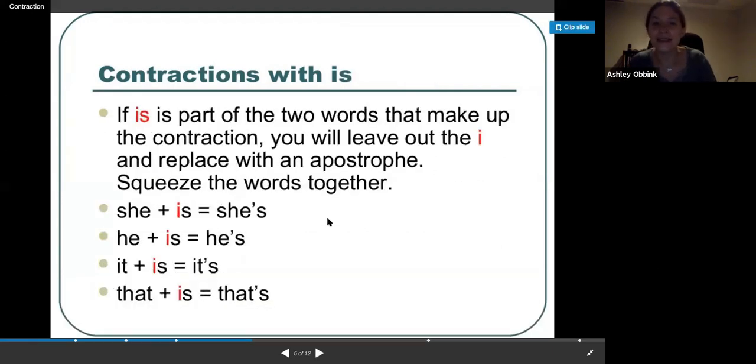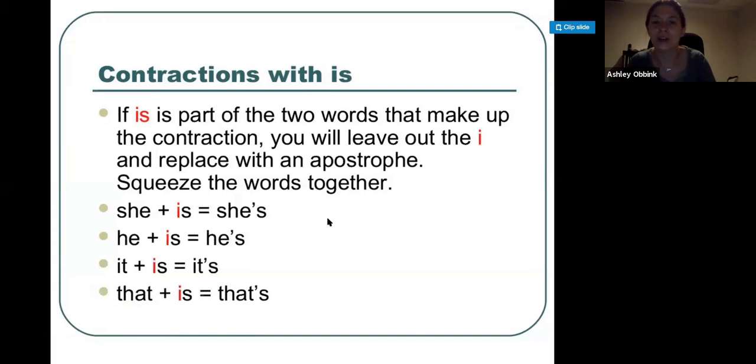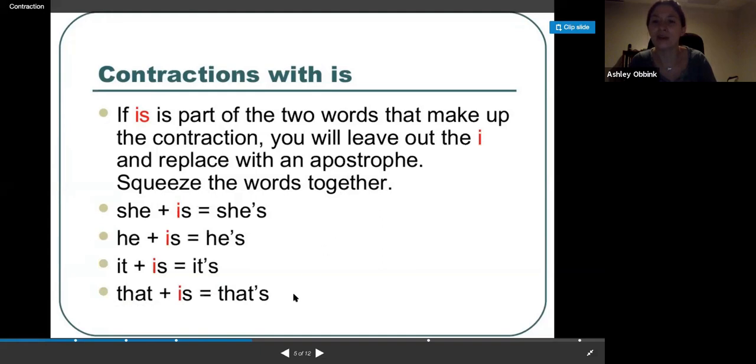If "is" is part of the contraction, then you get rid of the I and replace that with an apostrophe when you put them together. So "she is", you'd say "she's" with an apostrophe where the I would go. "He is", you get rid of the I and you put an apostrophe. "He's". "It is", you get rid of the I, you put an apostrophe, "it's". "That is", you get rid of the I, put an apostrophe for "that's".